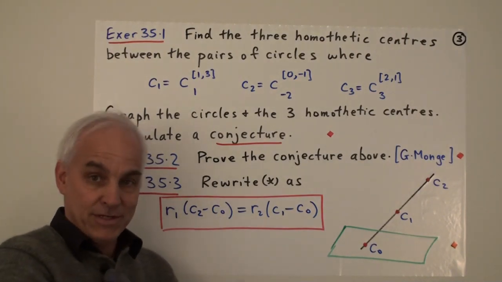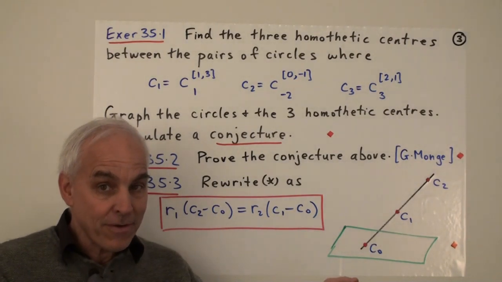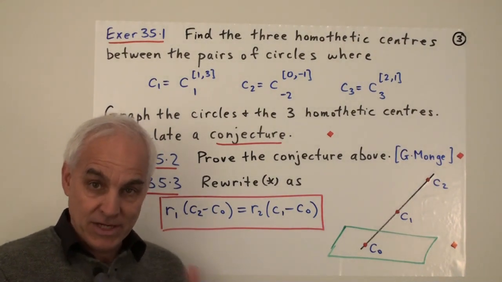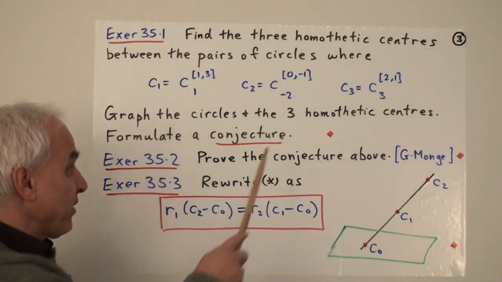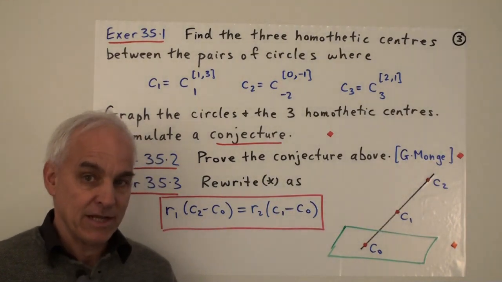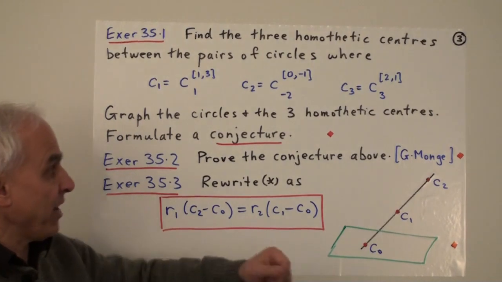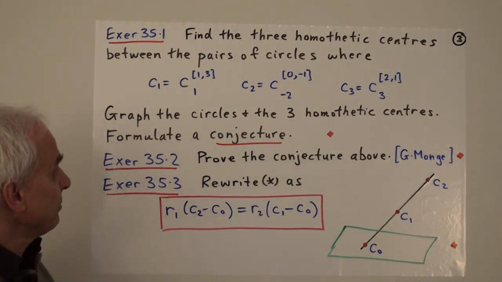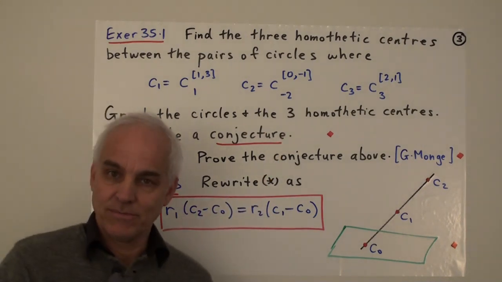Any 2 of them determine a homothetic center. So you can pair up those 3 circles in 3 different ways. So there will be 3 homothetic centers. So you can practice finding homothetic centers. Find all 3 homothetic centers of pairs of these circles. And graph the whole situation.